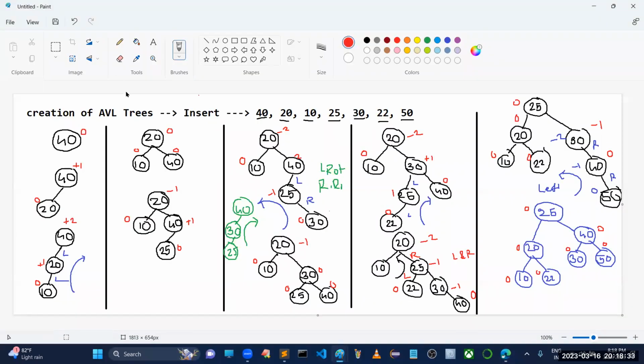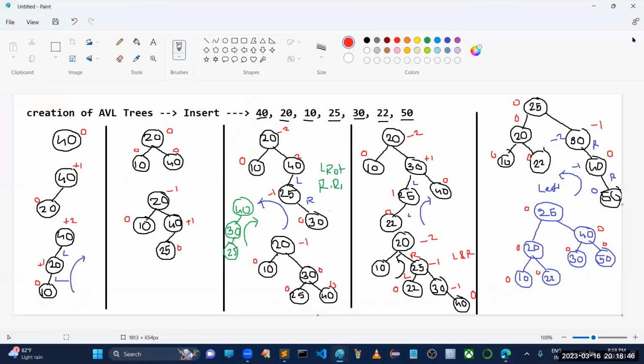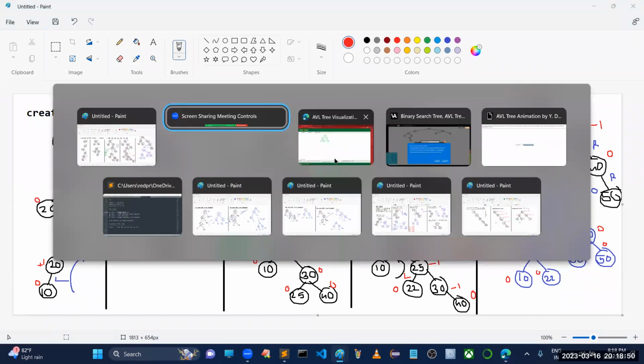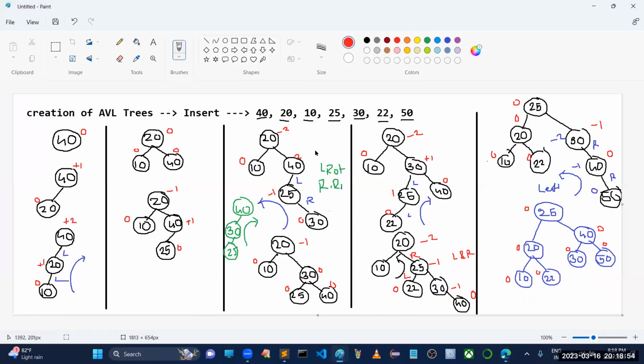Yeah, 22, and the last number is 50. 22 I am taking, try to insert. Here a problem is there again. So it is rotating. Sir, what will be your new tree? You can see, 25. Then the left subtree will become 20, with 10 and 22. Again 30, 40 is there.